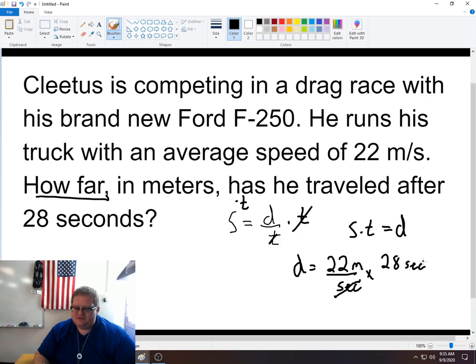Seconds cancel. So again, the dimensional analysis shows us that when I take the speed and multiply it by time, I get a distance, right? So again, it's just a check on it. We know this is true because that's the unit that we got. So I do 22 meters times 28, I get 616 meters. Okay, like I said, much faster.